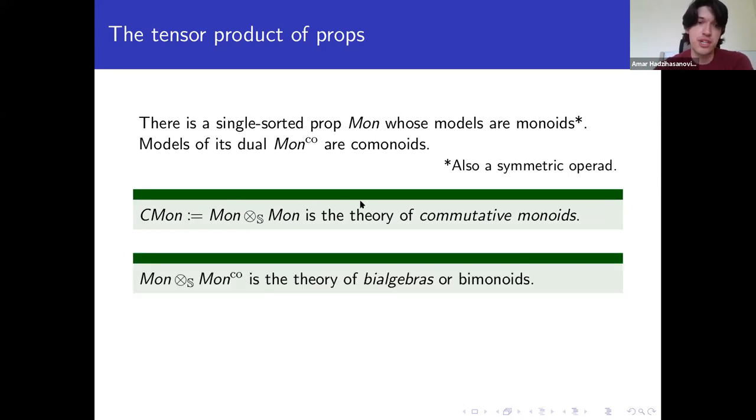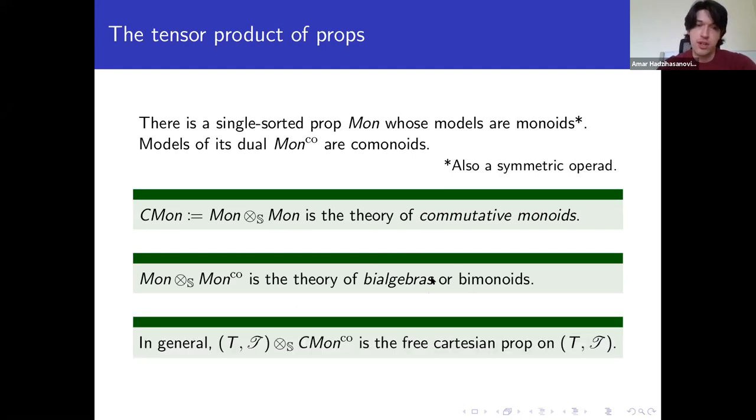Now, if we take the tensor product of Mon with its opposite, so with the theory of comonoids, we get a theory whose models in a symmetric monoidal category are bi-algebras or bi-monoids. And a more general fact is that taking any prop T and then tensoring it with the dual of the theory of commutative monoids, so the theory of commutative comonoids, gives us the free Cartesian prop on T. So this is a way of describing the left adjoint of the inclusion of Cartesian props into all props. Okay.